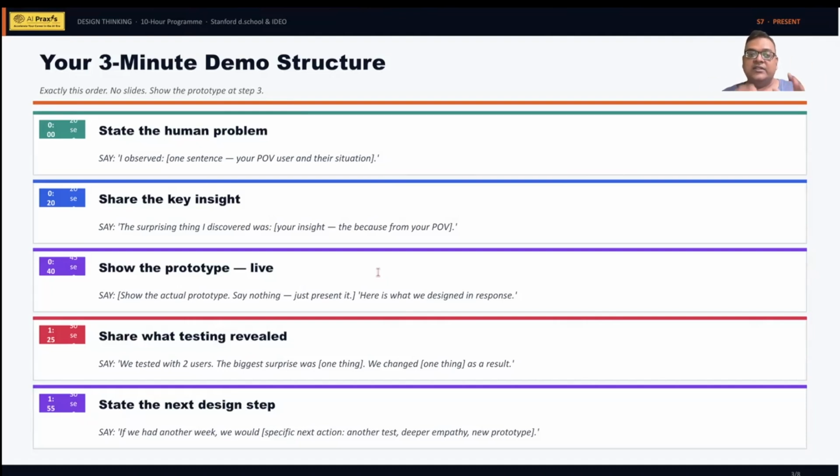At 40 seconds, you spend 45 seconds showing the prototype live by saying, here is what we designed in response, and then you stop talking entirely. You open the prototype and you let the audience see it for 10 full seconds before saying a single word. And you do not narrate the prototype by saying, so on this screen you can see, but instead you walk through it the way the user would, in silence, at the user's natural pace.